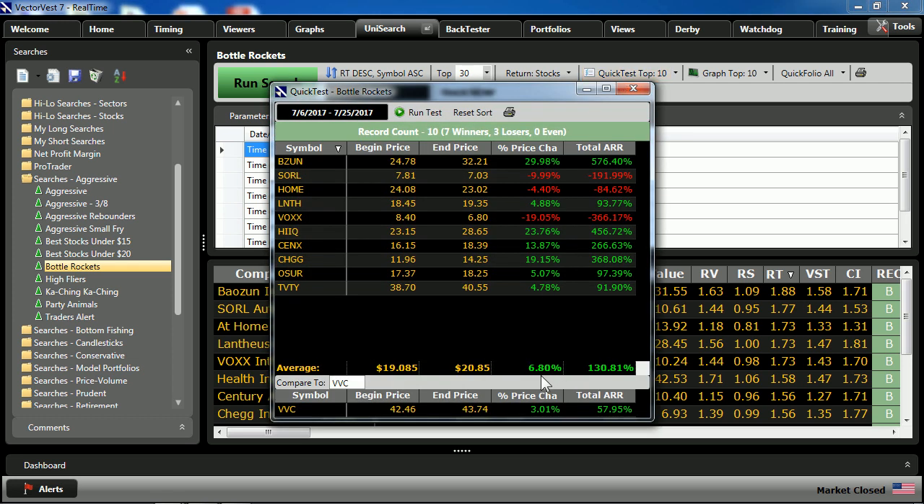If I quick test that basket, better returns, right? Now we're looking at a 7% gain over that time period. Outperforming the market, the VVC went up about 3%. That's 130% annualized rate of return. 7 winners, 3 losers. VOXX was the biggest loser, down about 19%. So with proper money management, you're likely to cut that loser a little sooner.